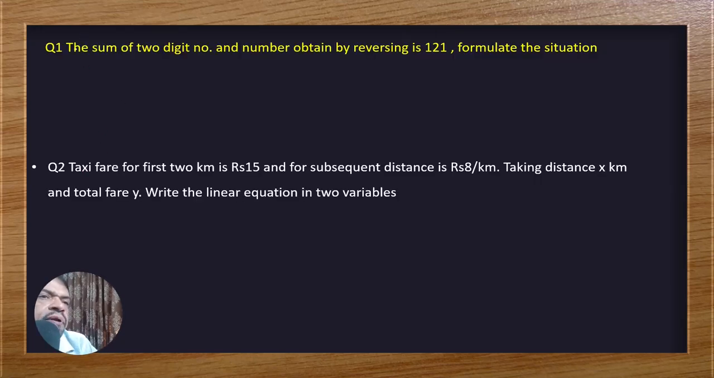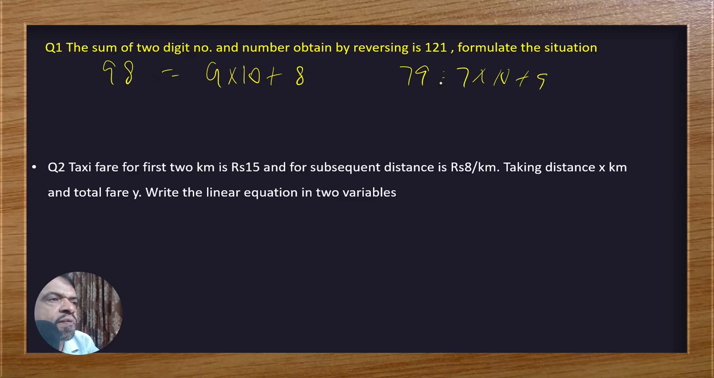See question 1. The sum of a two-digit number and the number obtained by reversing its digits is 121. Formulate this situation. A very important question. Two-digit number: suppose 98 is a two-digit number. We can write it in the form of 9 into 10 plus 8. Similarly, 79 we can write as 7 into 10 plus 9. A two-digit number can be expressed like this.